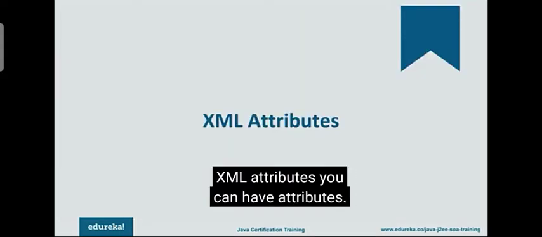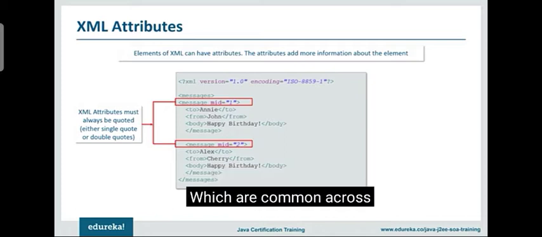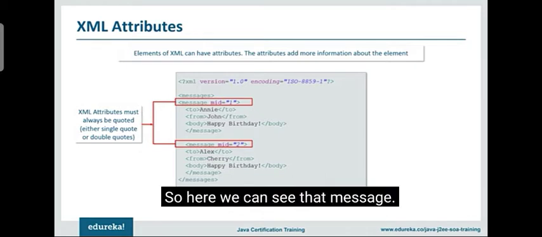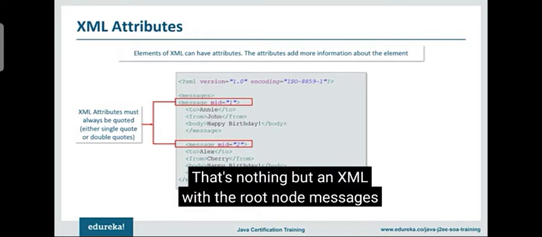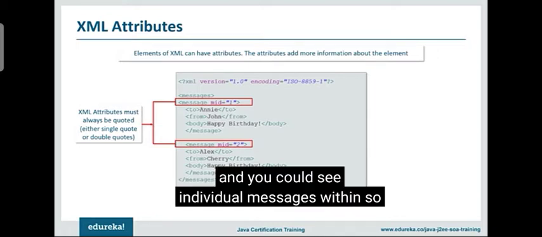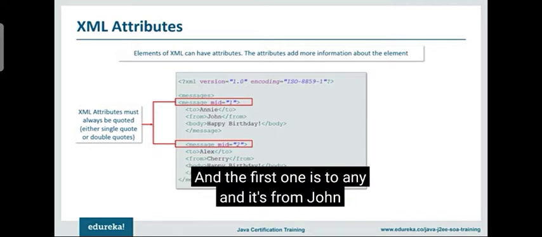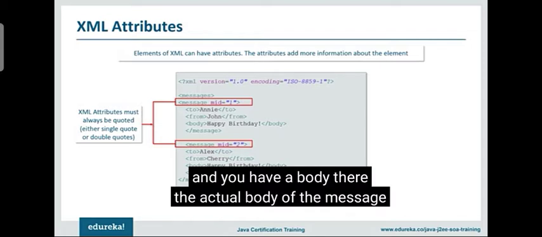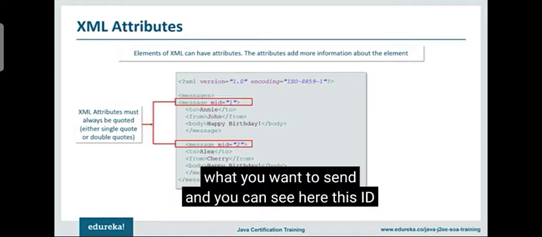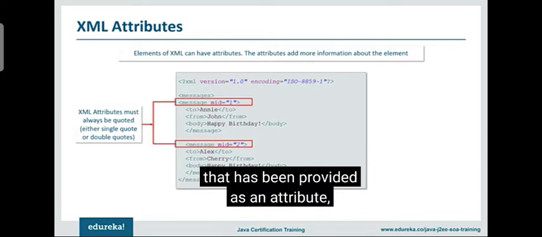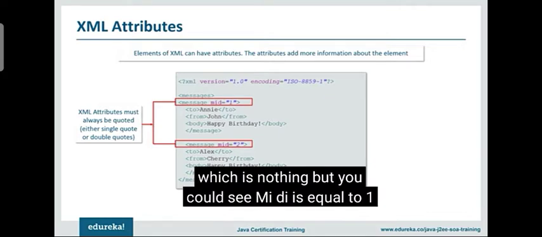Now, what are XML attributes? You could have some attributes defined within an element. So here we can see a message, that's nothing but an XML with the root node messages, and you could see individual messages within. There are 2 messages here within the messages tag, and the first one is to Annie, and it's from John, and you have a body there, the actual body of the message, what you want to send. And you can see here there's an ID, something that has been provided as an attribute, which is nothing but, you could see, MID is equal to 1.